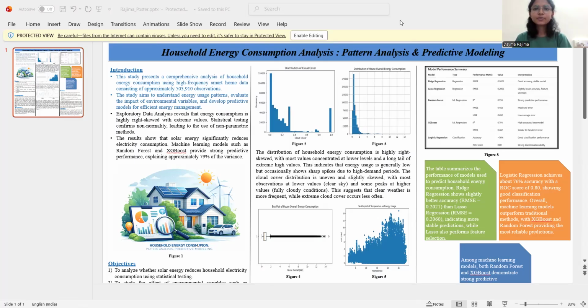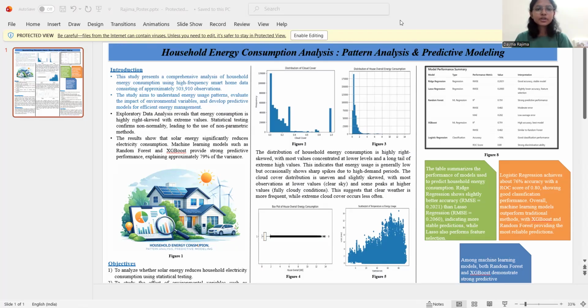Today I am going to present my poster on household energy consumption analysis, pattern analysis and predictive modeling. Let's start with the introduction. My dataset name is homesy.csv. The dataset contains a total of 503,910 rows and 32 columns. The data I collected from Kaggle.